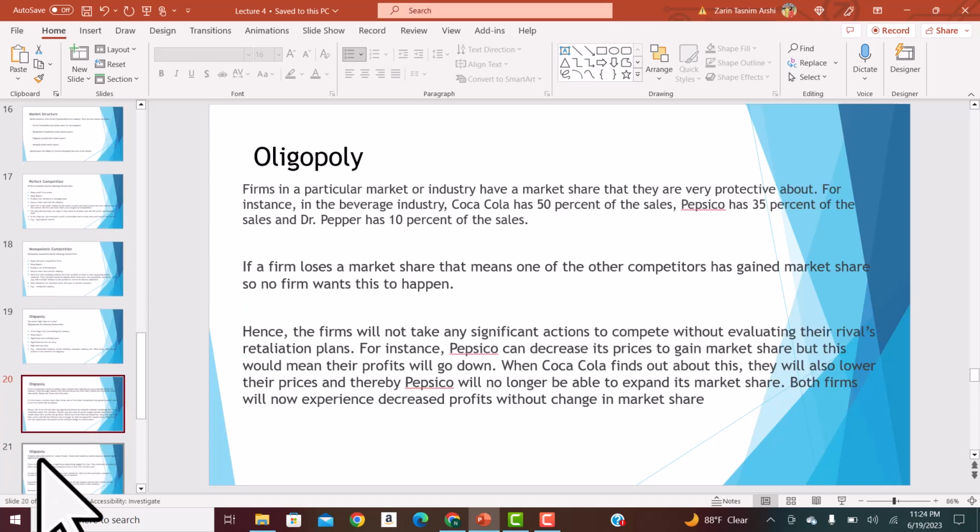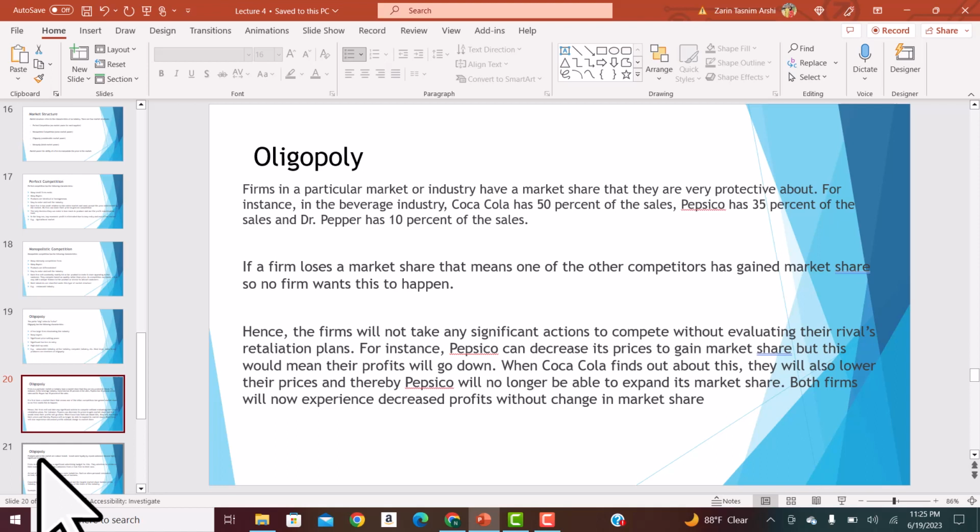Now, firms in a particular market or industry have a market share that they are very protective about. For instance, in the beverage industry, Coca-Cola has 50% of the sales, PepsiCo has 35% of the sales, and Dr. Pepper has 10% of the sales. If a firm loses market share, that means one of the other competitors has gained market share, and no firm wants that to happen. So if, let's say, Dr. Pepper loses 5% of its market share, it will probably go to Coca-Cola or PepsiCo. They don't want that to happen.